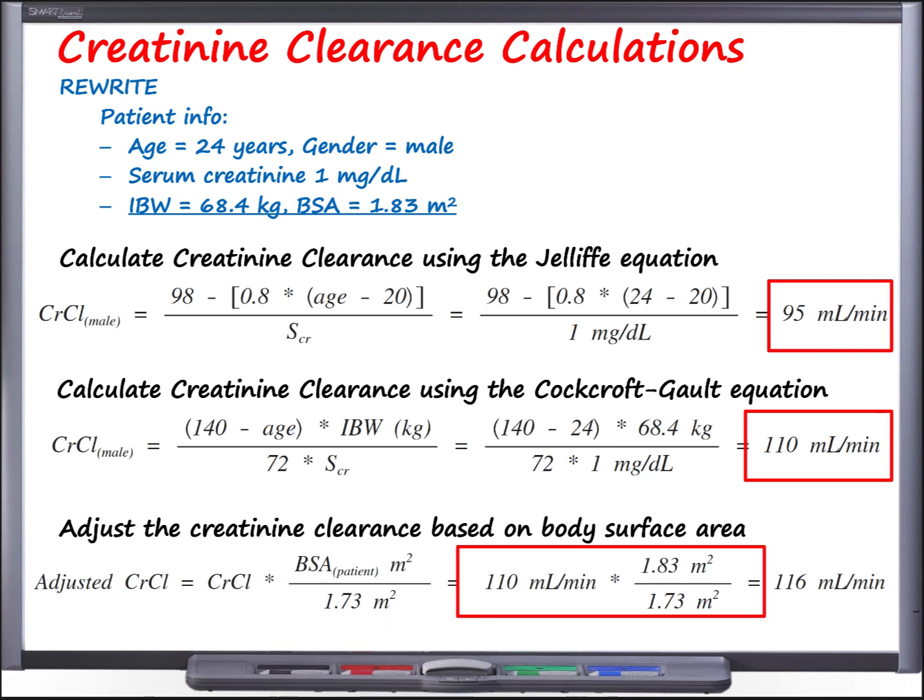So to do that, we take the creatinine clearance we calculated, the 110 milliliters per minute, and multiply it by this patient's body surface area of 1.83 divided by the normal average body surface area of 1.73. And if we do that, then what we get is our final adjusted creatinine clearance of 116 milliliters per minute. And that value is probably a little bit more accurate than the 110 would have been, because we've gone to the additional effort to adjust it to what a normal average person's value would be in comparison in their body surface area. So hopefully that helped.